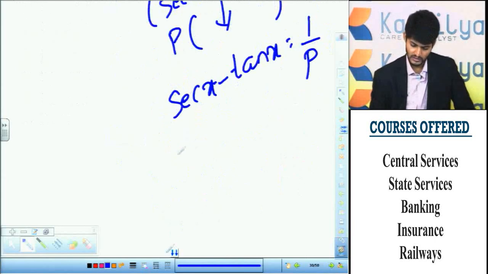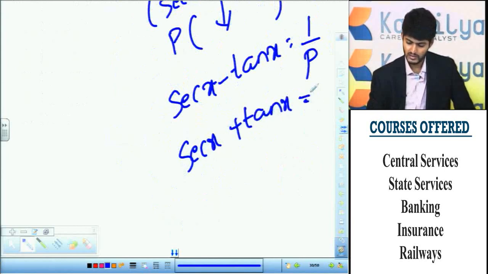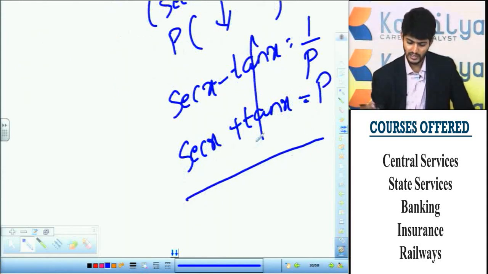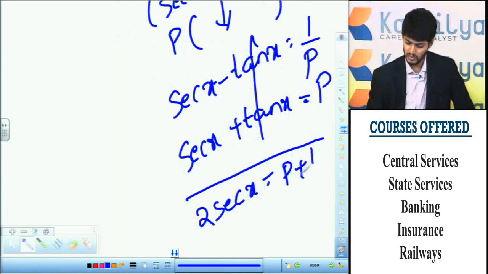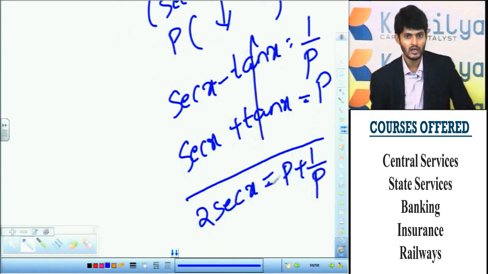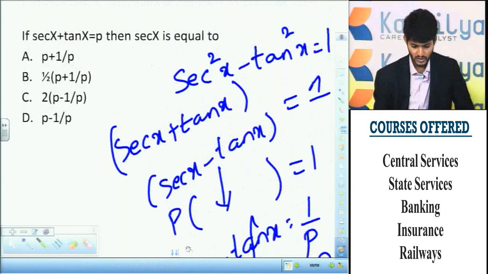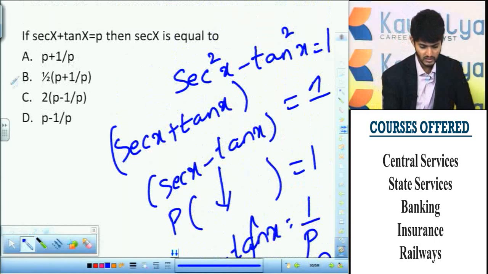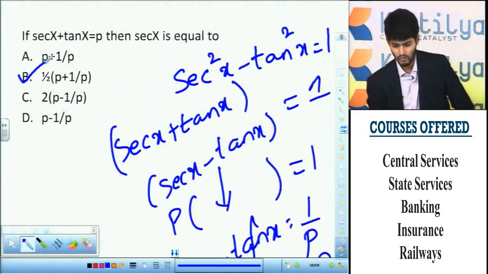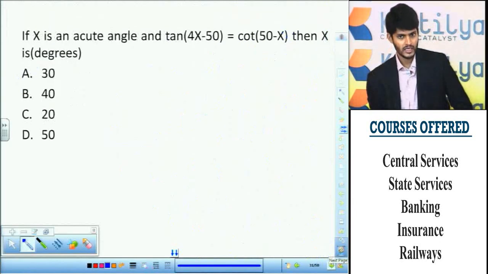If I am going further, it's already given that secant x plus tan x is p. Since he is asking what is the value of secant x, if you add these two equations, these two will get cancelled. You will get 2 secant x is equal to p plus 1 by p. So secant x will be 1 by 2 times p plus 1 by p. That means in the given options you have option B, which is 1 by 2 into p plus 1 by p. So the properties of trigonometry are basically useful in my problem. Okay, let's move on to my next problem.